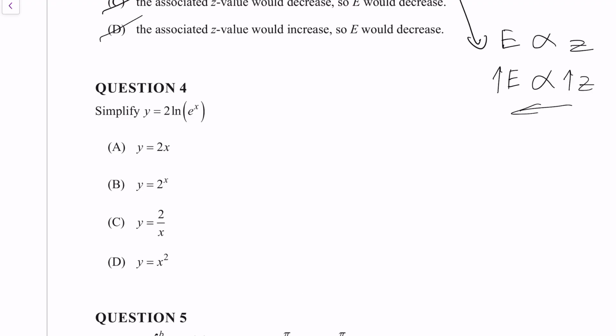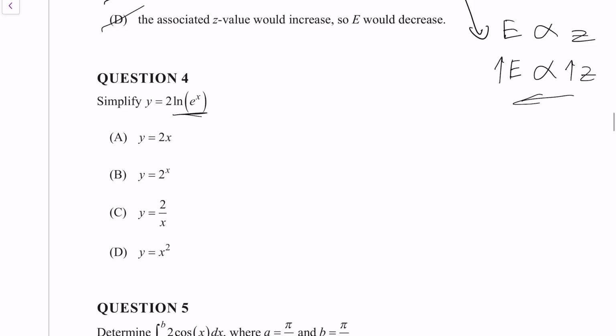Right, question 4: simplify y equals 2 ln e^x. Okay, so this requires us to understand our log laws. Now we know that ln of e to the power of x is basically log e of that, so we just have to remember that ln is log e. That's really the easiest way to go around this.